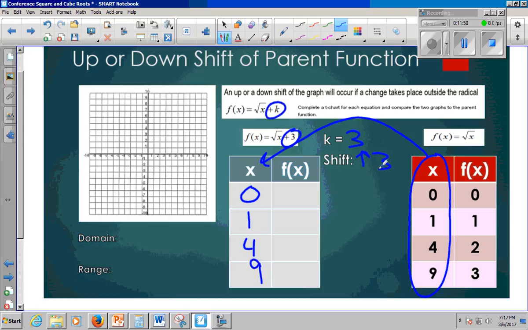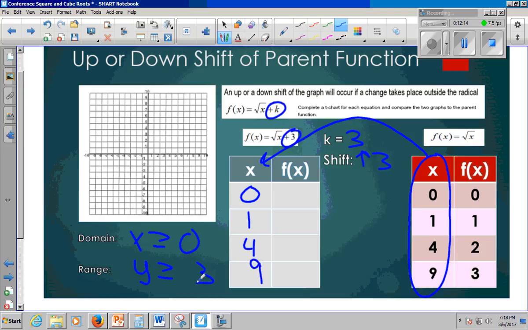And domain, well, this isn't affecting the x value, right? So under the radical, it's still x greater than or equal to 0. What it is going to affect is the range, right? So now our y values all get shifted up. So our first possible y value is going to be 3. So it's going to be y greater than or equal to 3. We'll see that here in a minute.